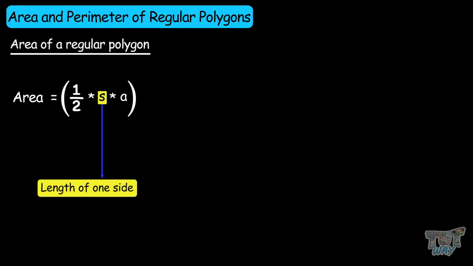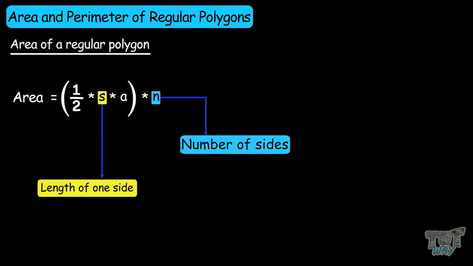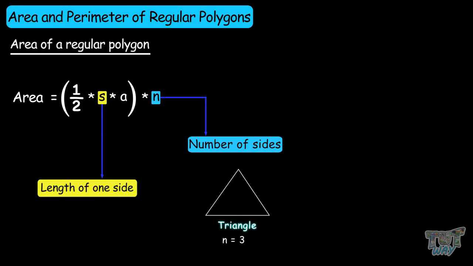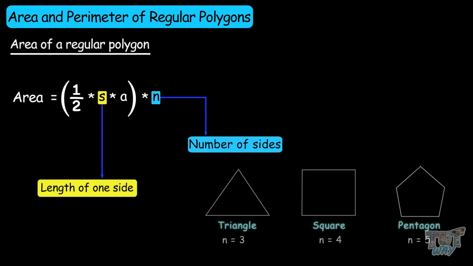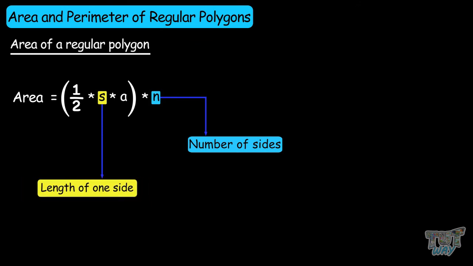All of this is then multiplied with n, where n is the number of sides of a regular polygon. Now you know what n is. It is the number of sides of a polygon, like it is 3 in the case of a triangle, 4 for a square, and 5 for a pentagon. And s is the length of the side.